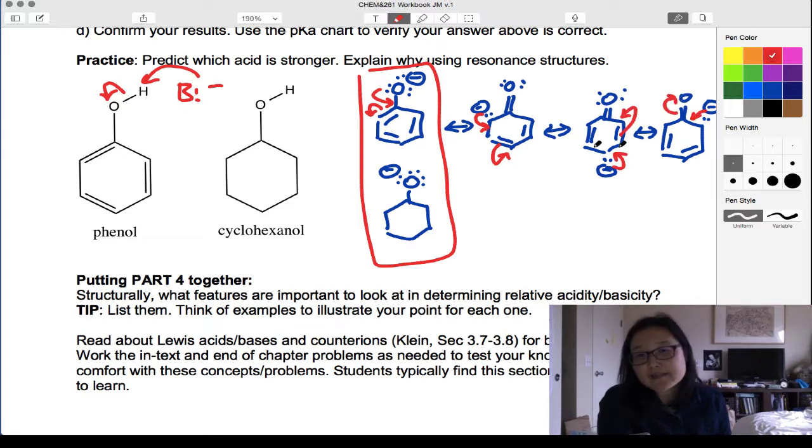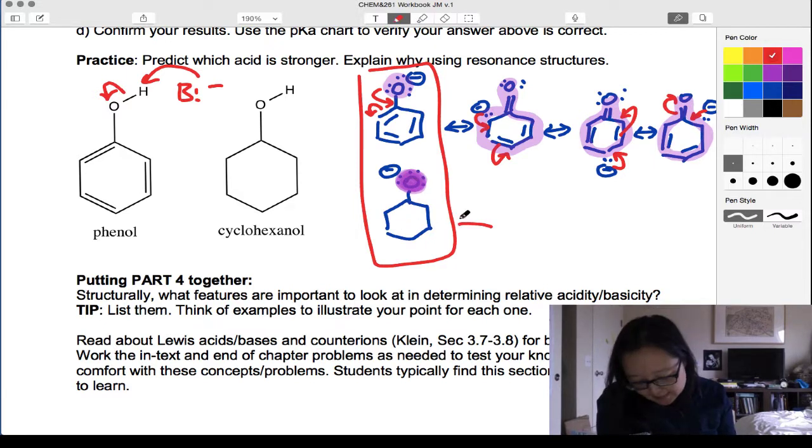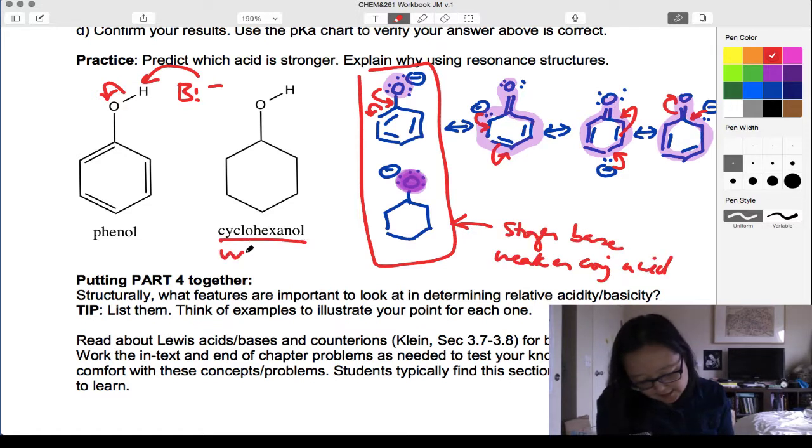All right, so because of resonance, what effect that has is it's basically spreading out the electron density from the O. It's actually spreading it out to the whole molecule. Whereas over here with the cyclohexanol anion, it's all concentrated on the O with nowhere to spread out. So what that does is that makes this my stronger base. In other words, cyclohexanol is weaker as an acid than phenol.